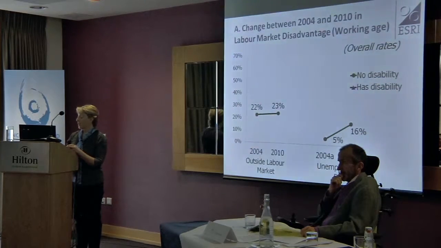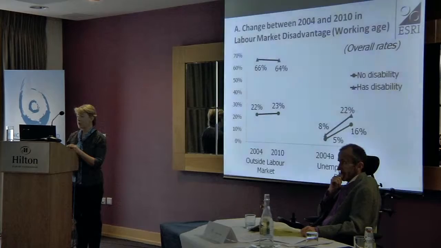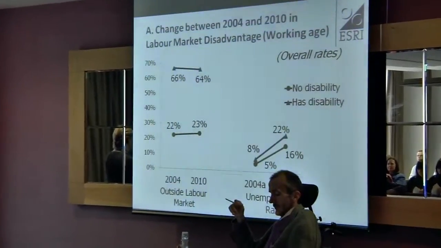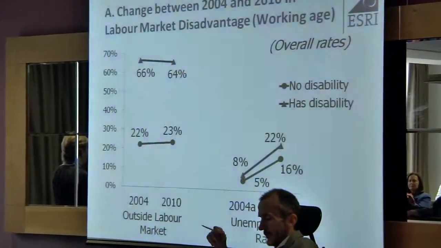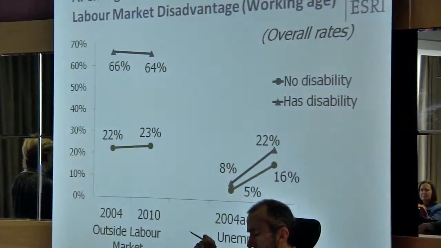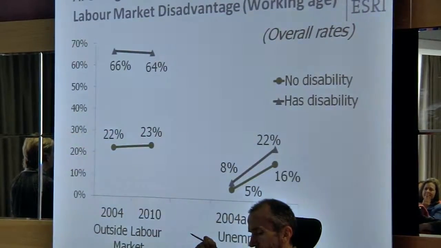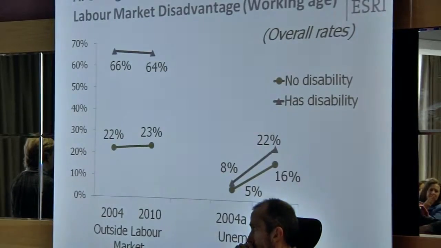What happened to people with a disability in the same period? You see that there was, again, a very small change in the percentage of people in the labour market. In fact, it looks like there might have been a tiny improvement. People with a disability were perhaps more likely to stay in the labour market than to move outside it. But their unemployment rate also increased very dramatically.